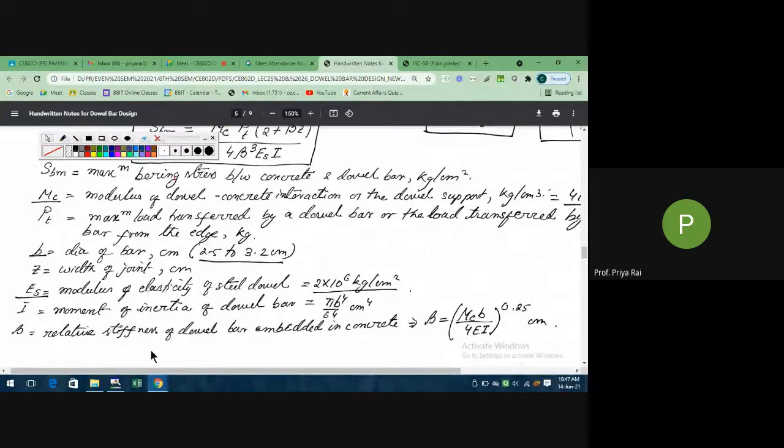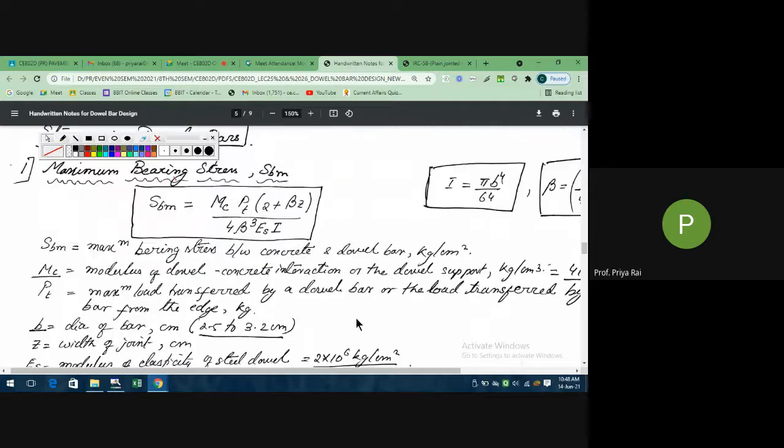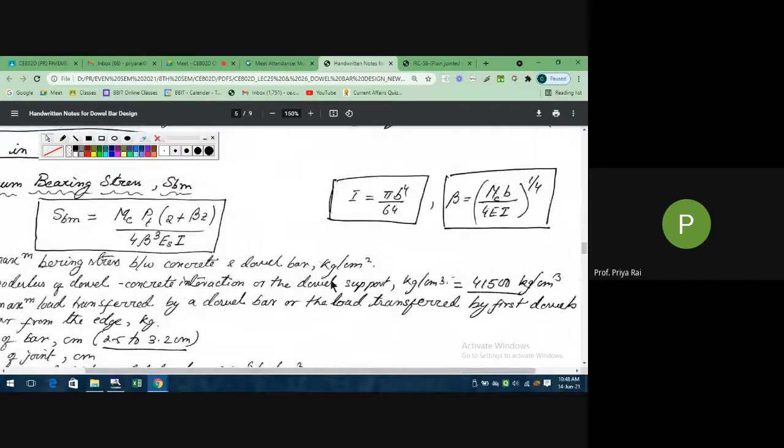Now comes the beta. Beta is the relative stiffness of dowel bar embedded in the concrete, and this is the formula. MC B, see, MC is your 41500, B is the diameter of the dowel bar, E we know is the modulus of elasticity of dowel bar, 2 into 10 to the 6, and I is the known moment of inertia, where the formula of I is this one. So basically we need these three formulas. I formula is this, beta formula is this. With the help of I and beta, we will be getting SBM.